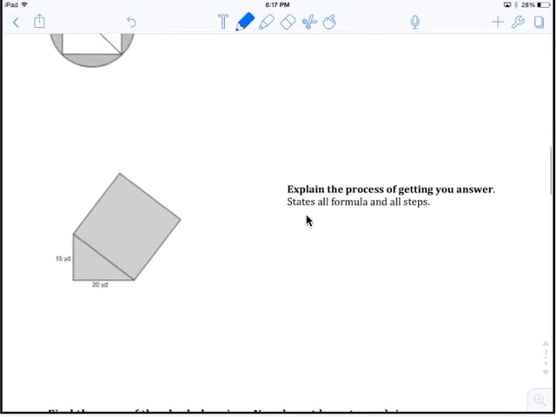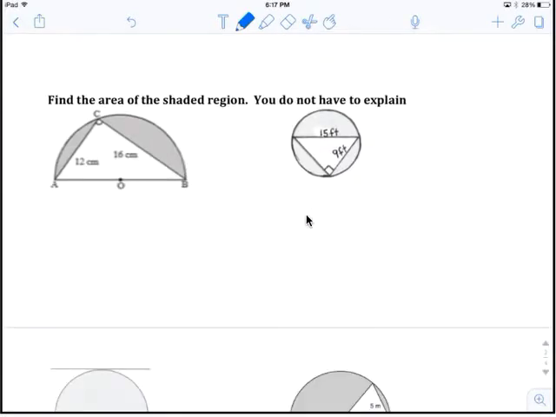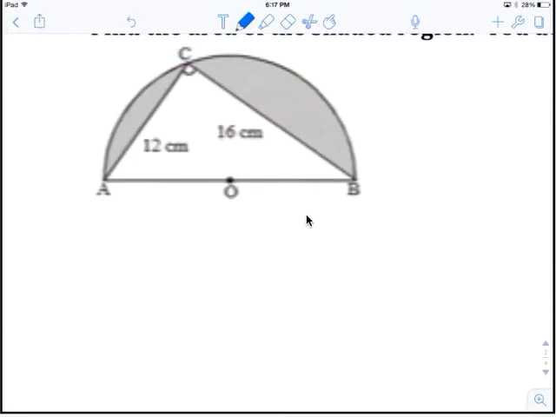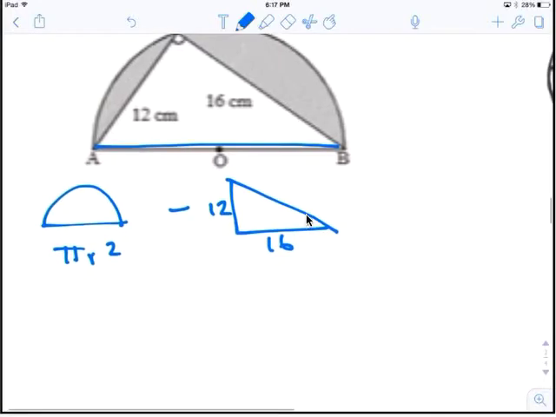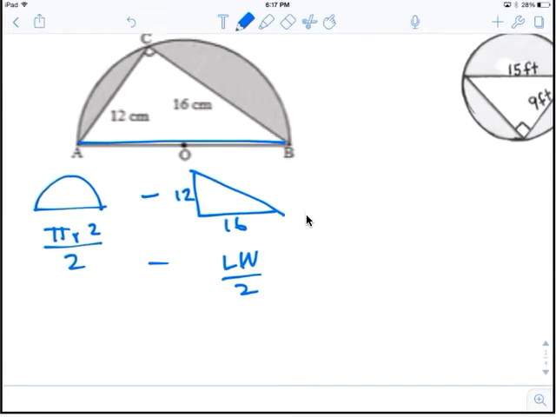Okay, I think we went over these two in class. I'm not sure about this one. So half a circle is pi r squared. We want to find a diameter here minus the triangle. 12 and 16. So the length times width divided by 2. It's half of a triangle. And this is half a circle, so we divide by 2. Remember to subtract that.